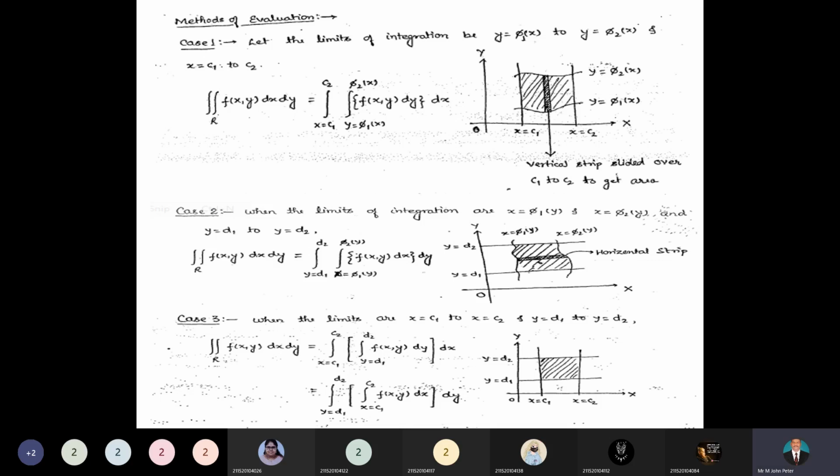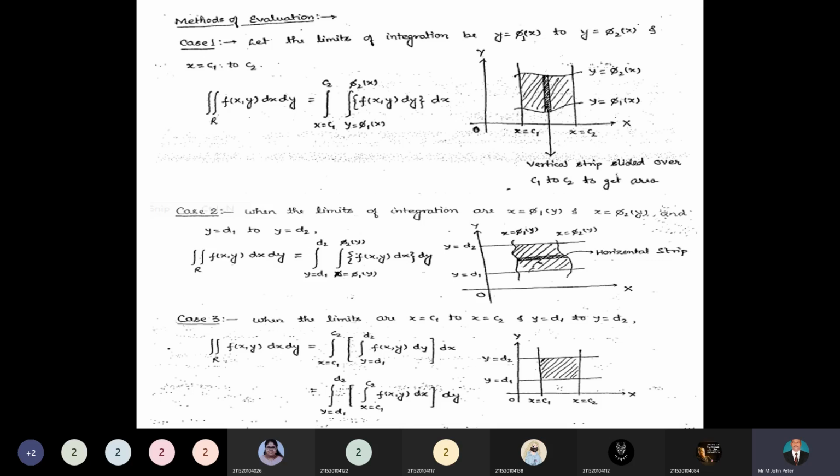In that, one limit is a function limit, one limit is a constant limit. That we have mentioned. So here, there are three possible cases. The third case is where all the limits are constant limits. All are constant straight lines: x equal to c1, x equal to c2, y equal to d1, y equal to d2. We may get different forms of straight lines, but here constant straight lines. If we get like that, we directly put the constants as limits. For that there is no need for any calculation to identify the limits.